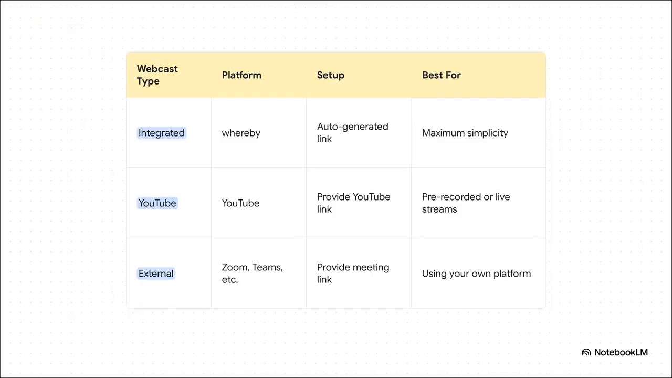If you're planning on doing a presentation, you've got 3 solid webcast options. The integrated one is the easiest. It's built right in, zero fuss. The YouTube option is perfect if you've already got a video or a live stream set up. And the external option, that lets you use whatever you want. Zoom, Teams, you name it, just by dropping in the link.